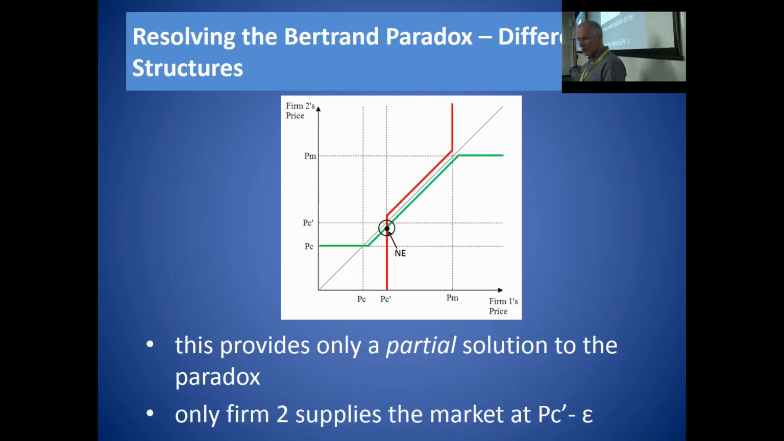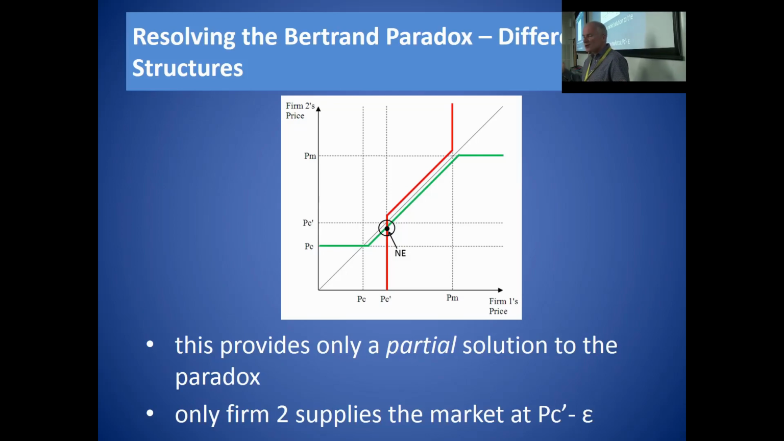Now why do I say though that this only provides a partial solution? Because we've got firm 2 supplying the market, and firm 2 is charging a price higher than its marginal cost of production. The marginal cost of production for firm 2 is PC. And what price is it charging? It's charging a price somewhat higher, up there. So, in that sense, it's a partial solution to the Bertrand paradox. We've got this non-cooperative behaviour, we've got these firms with monopoly power. But the price charged is greater than the marginal cost of production.